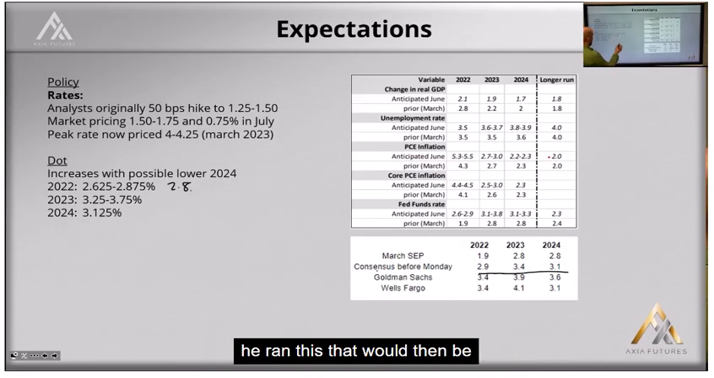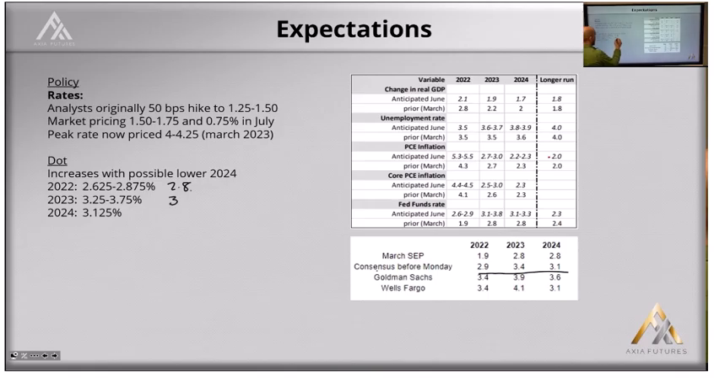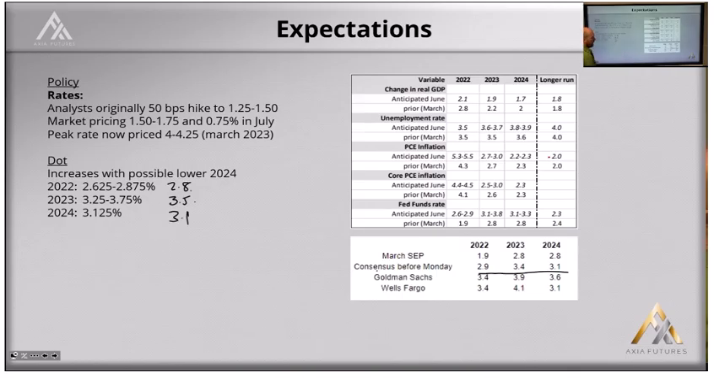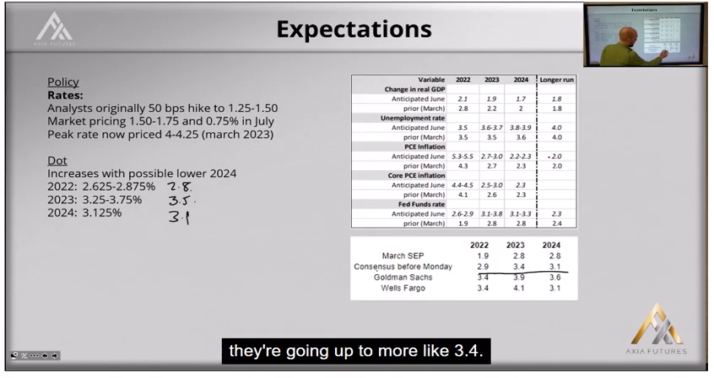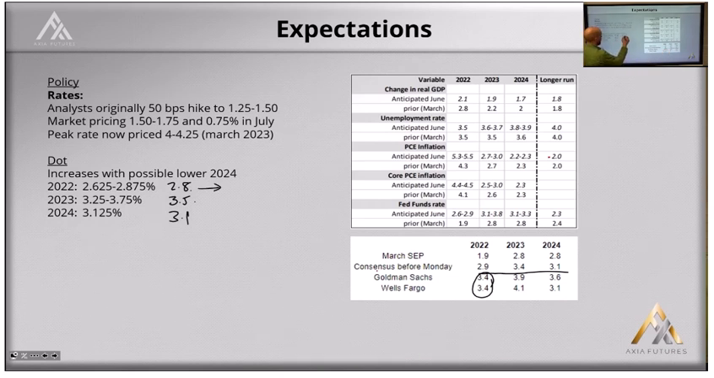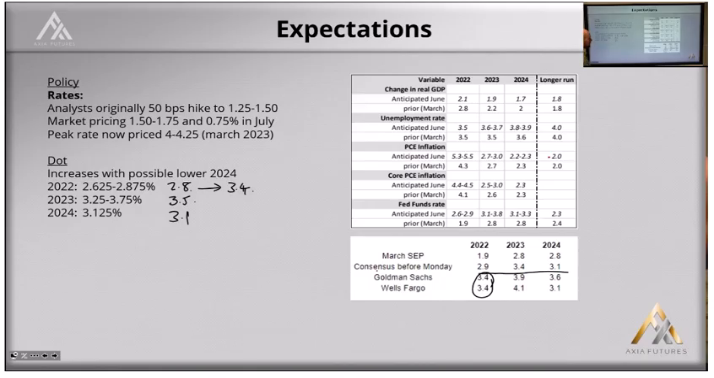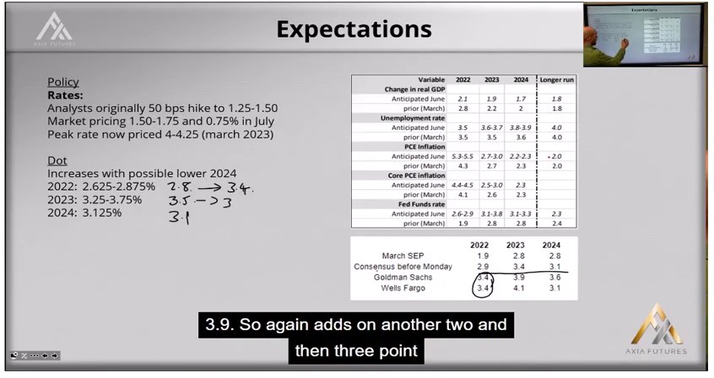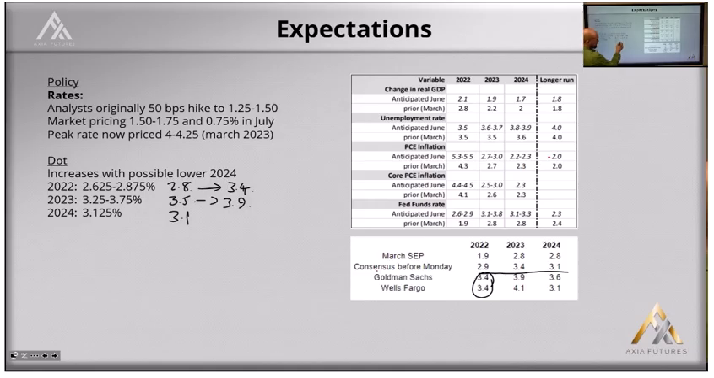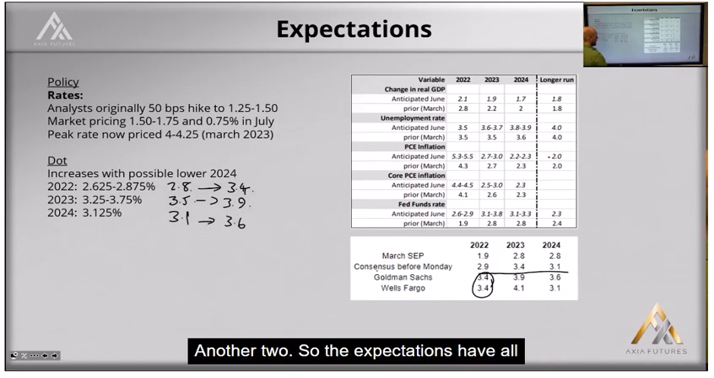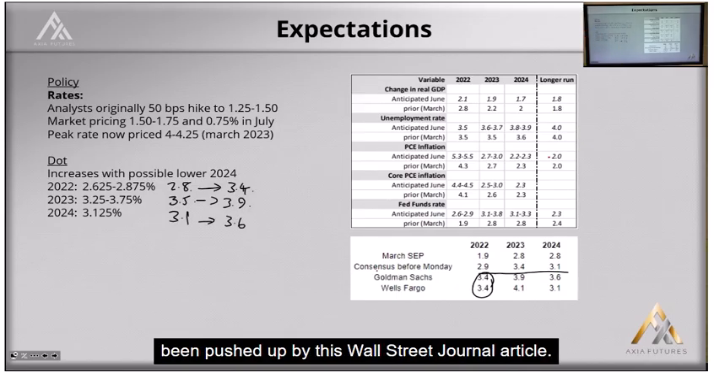You round this, that would then be 3.5, and then that would be 3.1. Post the Wall Street Journal article, this is where they're going up to, more like 3.4. So that's then adding on another 2 rate hikes. 3.9, so again adds on another 2, and then 3.1 is roughly around about the same, or 3.1, 3.6 area, another 2. So the expectations have all been pushed up by this Wall Street Journal article.